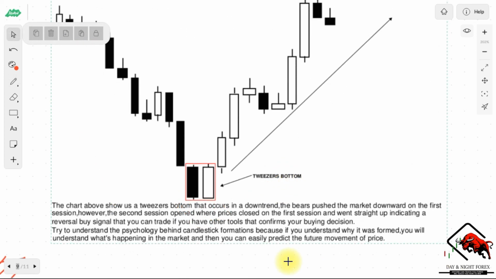Okay, so now we're going to take a look at what we call the extra candlestick patterns that you might need to know. So let's jump into that right now.